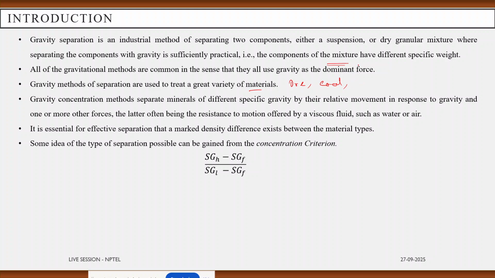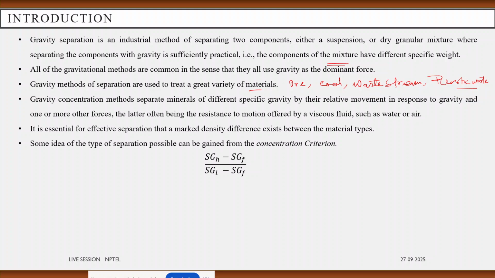We have other things like waste streams, any kind of waste stream, liquid streams, plastic waste. So for this kind of waste separation we can also apply these gravitational methods.